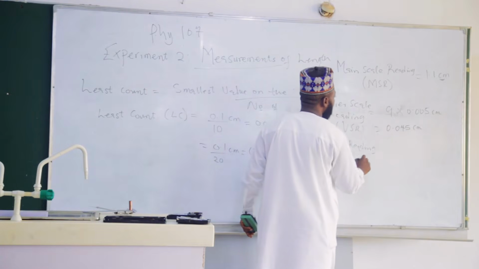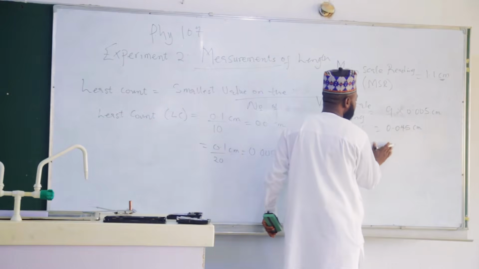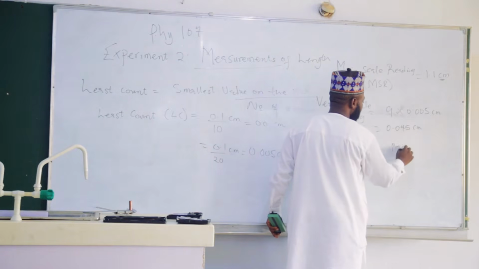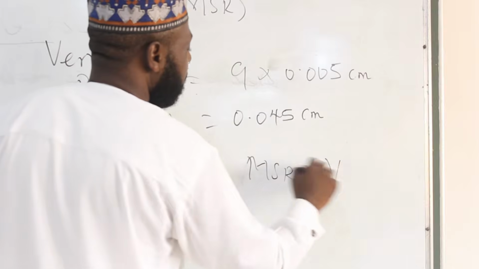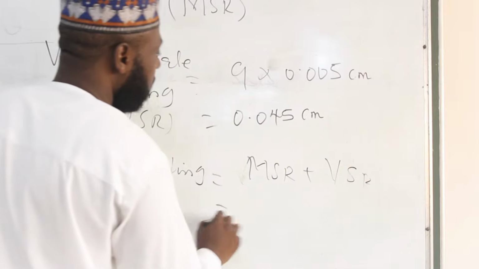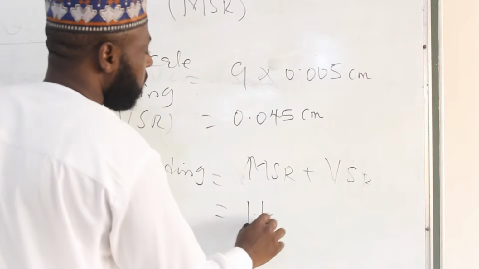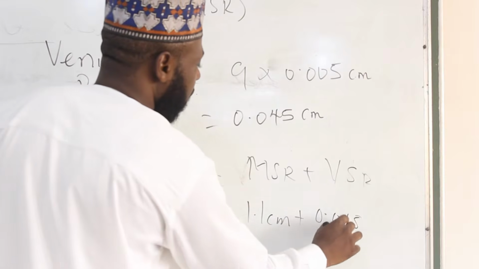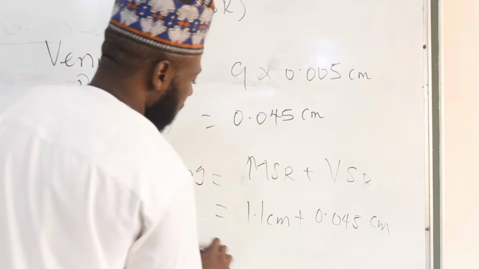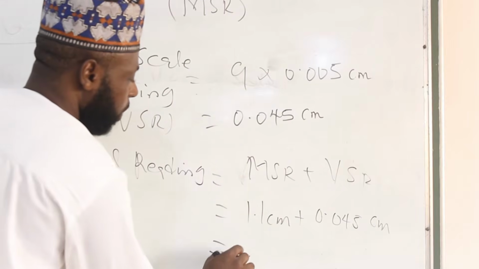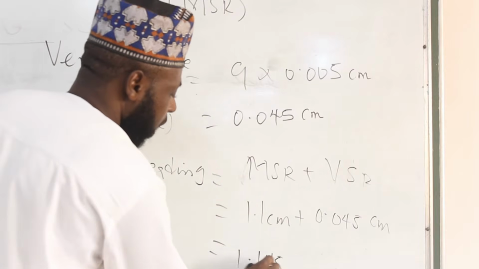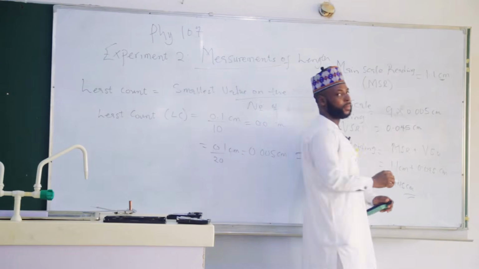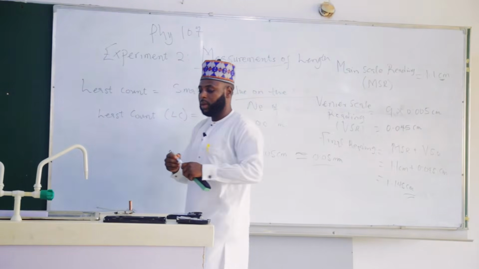So our total reading, or our final reading, becomes the sum of our main scale reading and our vernier scale reading, giving 1.1 centimeter plus 0.045 centimeter, and this gives us 1.145 centimeter as our final reading.